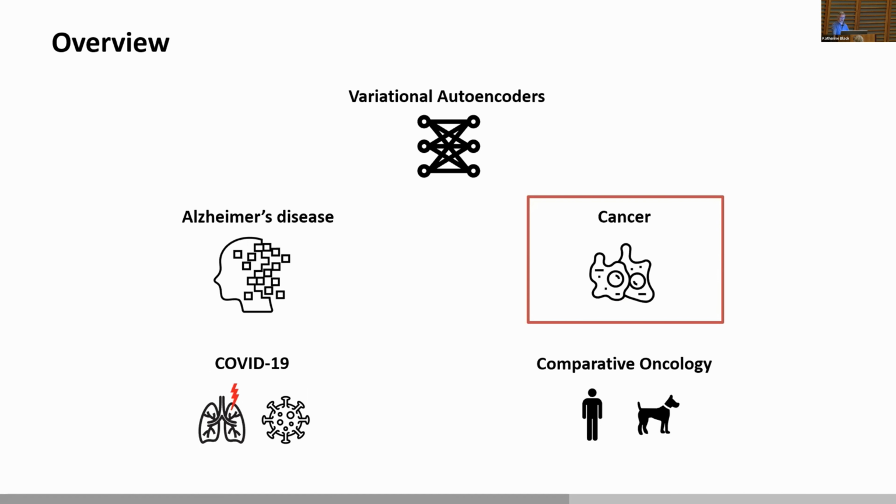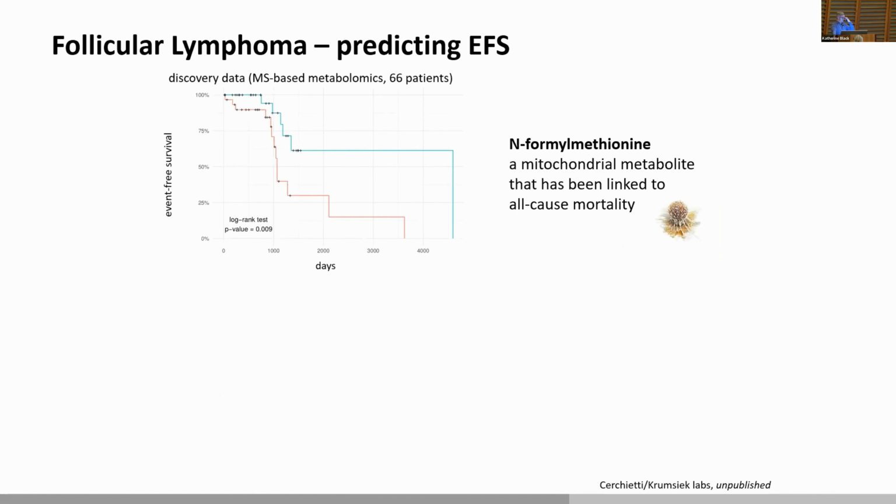I'm not going to show that today because that's mostly on cell lines and organoids and model systems. So I wanted to focus on the cohort related work today. Two pieces of work I want to show you. First, metabolomics becomes one metabolite in this case. We have a study in follicular lymphoma.